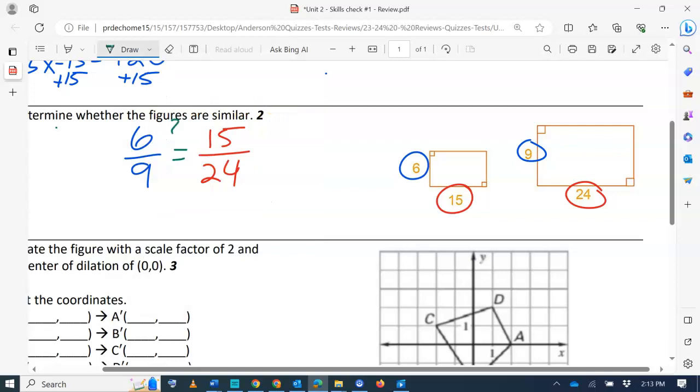If they are equal, then they are similar. If they are not equal, they are not similar. So take your calculator, type in 6 divided by 9, and we get 0.666 repeating with a 7 at the very end, because that's rounding up. And we're checking to see if it's equal to 15 divided by 24, and this is equal to 0.625. We can see these two things are not equal, therefore they are not similar.